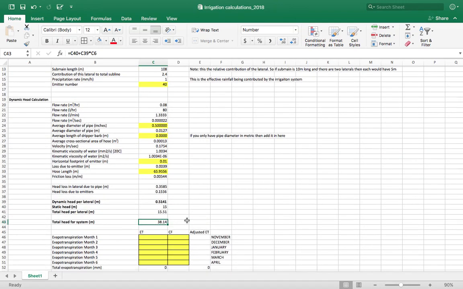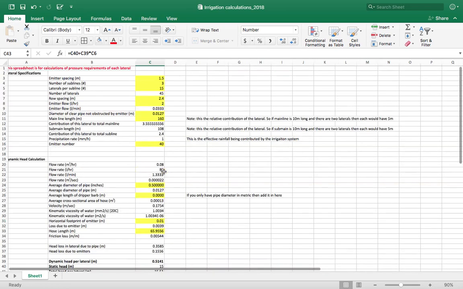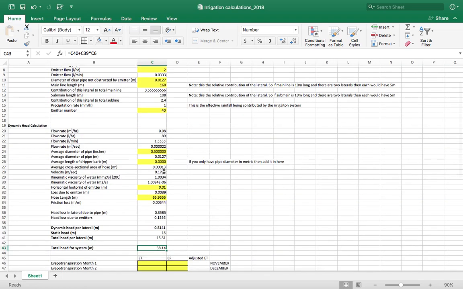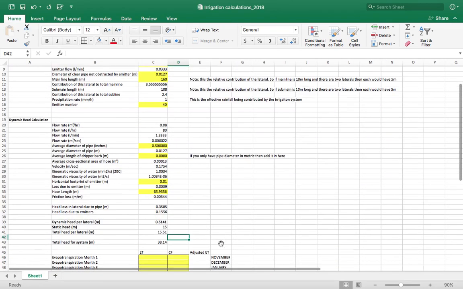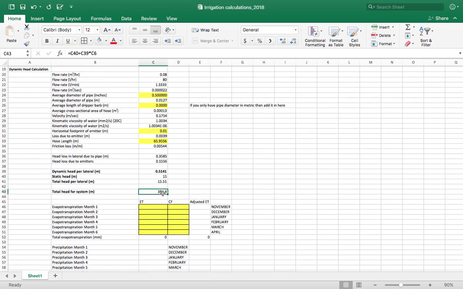So the overall head in the system is 38.14 meters as we calculated. So we need a pump that would deliver 38.14 meters of pressure. And then we'd need a flow rate of, so each lateral requires that much per hour. So we can multiply our number of laterals by that. So 3,600 litres per hour. So that's not a huge volume to deliver. So total head of the system 38.14. That's cool.